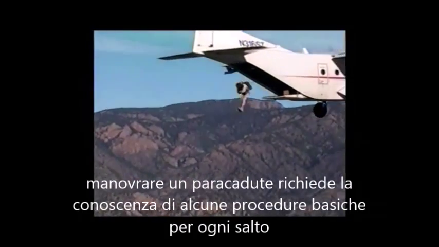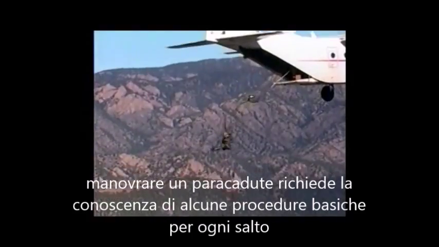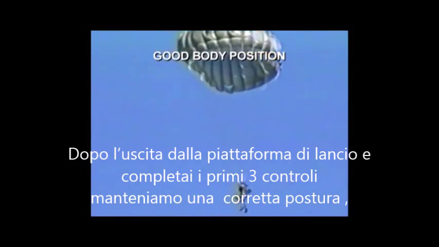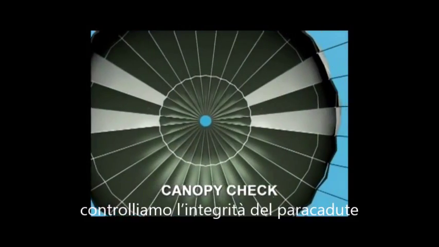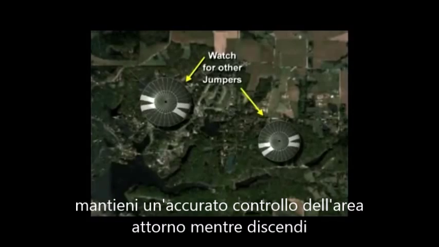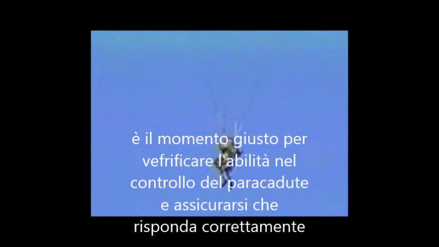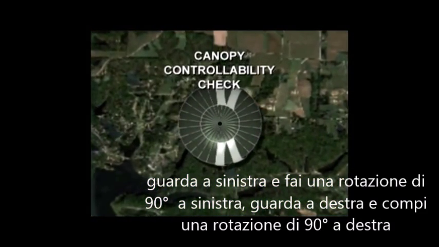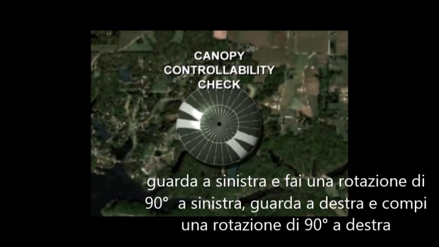Experienced canopy pilots apply a few basic rules and procedures on every jump. After exiting the jump platform and completing the first 3 points of performance, good tight body position and count, check canopy and gain canopy control, and keep a sharp lookout during your descent, it's a good time to conduct a canopy controllability check to ensure your canopy is reacting correctly. Look left and then turn left 90 degrees, then look right and turn right 90 degrees.